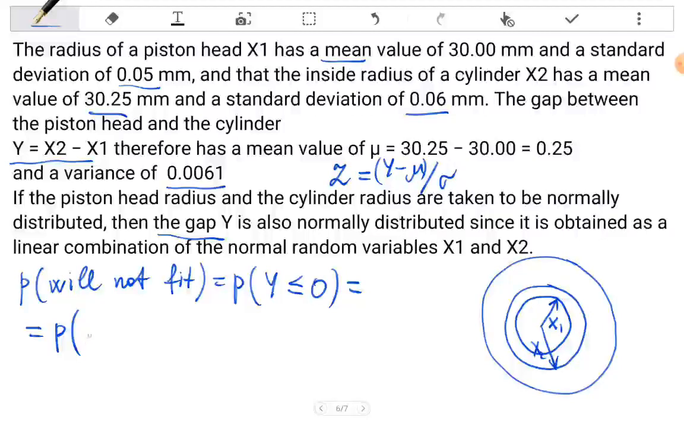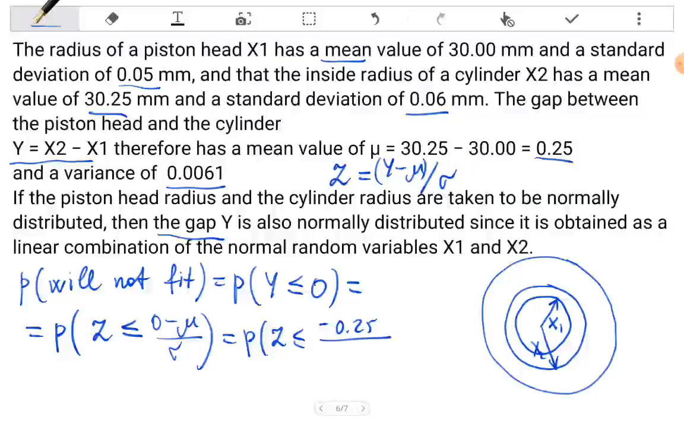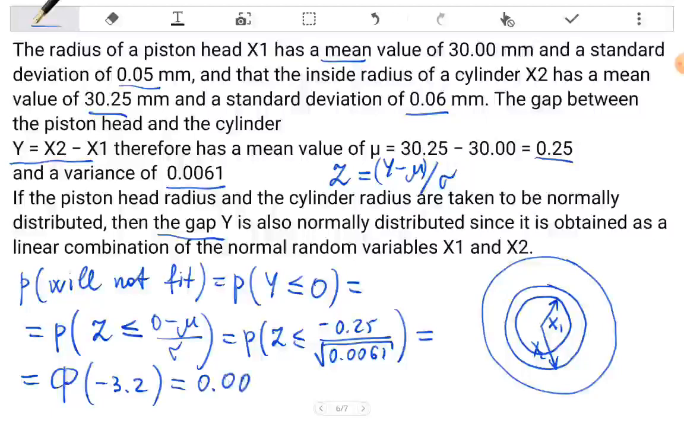So this will be z less than, y is 0, right? So 0 minus mu over sigma. And in our case mu is 0.25, so minus 0.25 over, this is the variance, and we need its square root, so we need the standard deviation, so we take the square root of 0.0061. If we calculate it, this will be the cumulative distribution function for the standard normal at minus 3.2. And if you go to the table, you see that this is only 0.07% probability. Okay, so this is how this can be done.